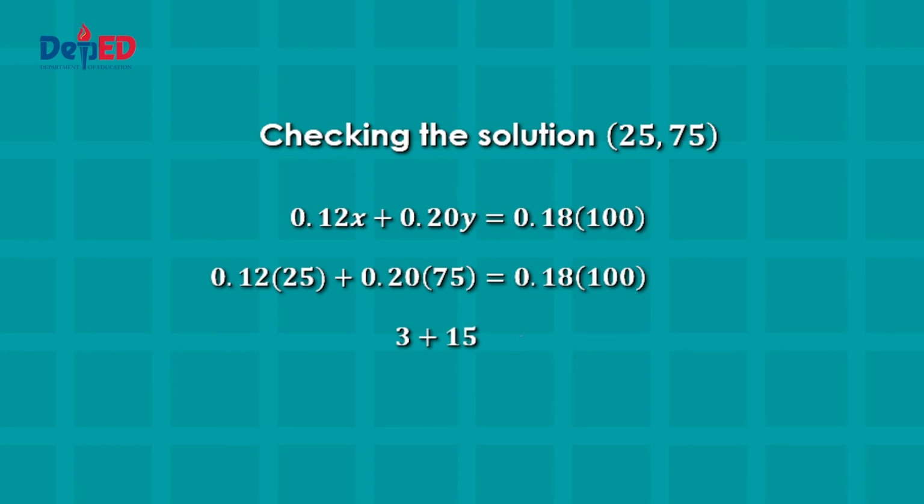20% of 75 is 15. And 18% of 100 is 18. Simplifying, we have shown that 18 is equal to 18. Hence, we got the correct solution.